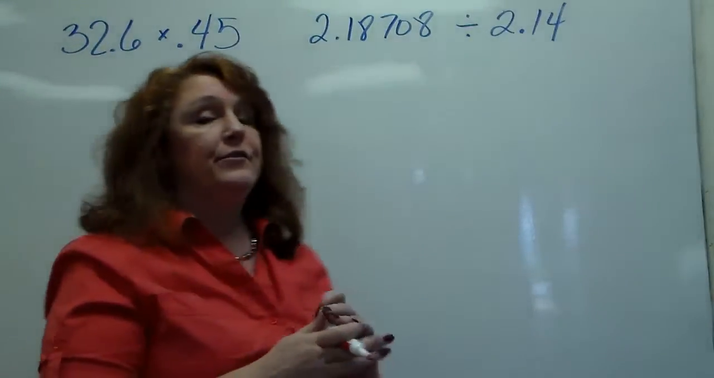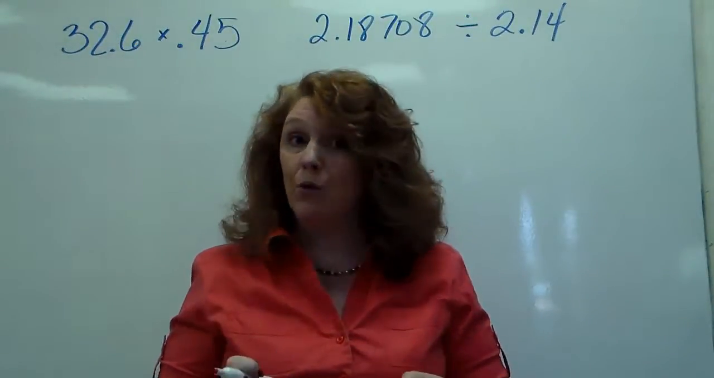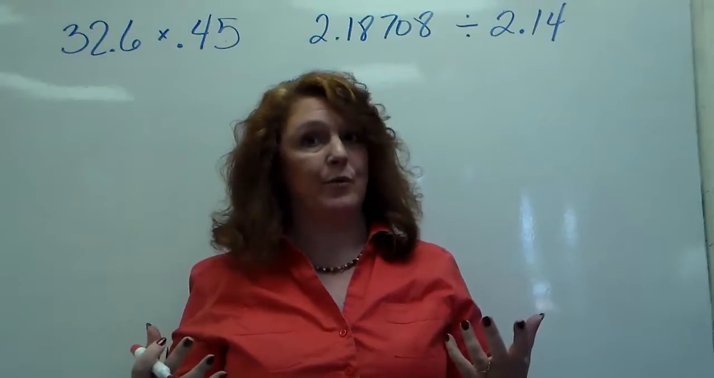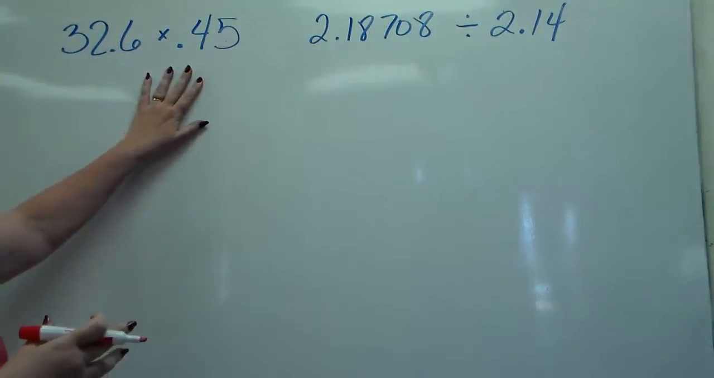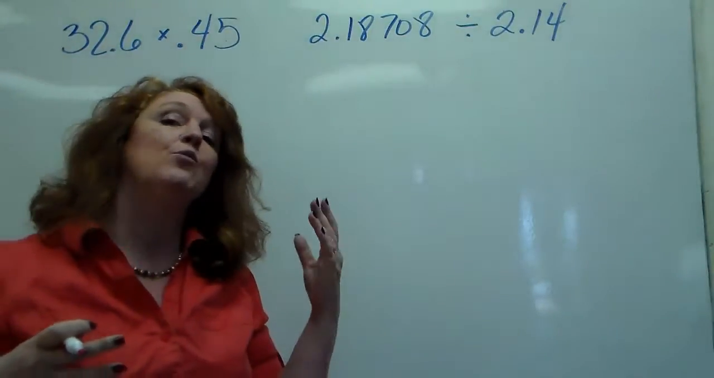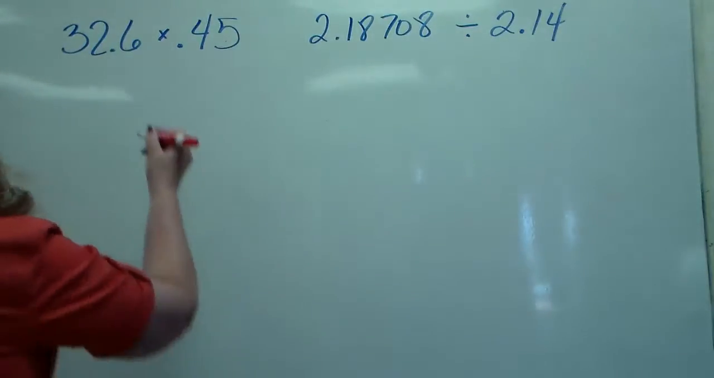When we multiply and divide, we don't have to line them up. We have to keep track of where that decimal is, and we do that differently with multiplication and division. With multiplication, we're going to treat this just like a regular long multiplication problem, and we're going to add up all the decimal points at the very end.